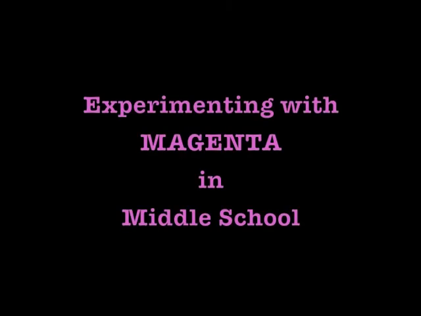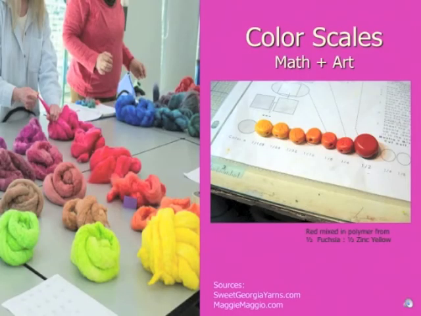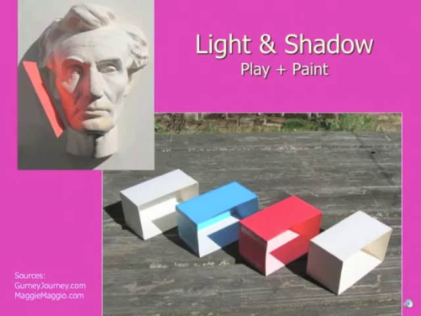By middle school, students are old enough to experiment with color scales. Here's a color scale in polymer clay, my medium. It combines a fuchsia clay and a zinc yellow clay to make red in the middle. There are also experiments that can be done with light and shadow. For example, experiments in colored shadows can be turned into still lifes and painted by the students.